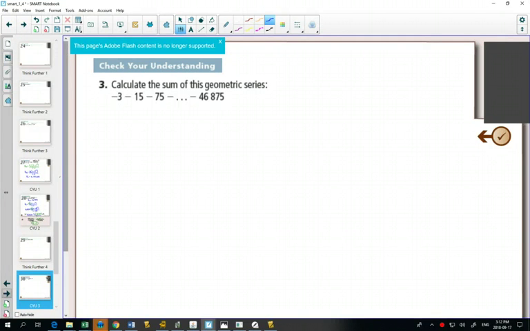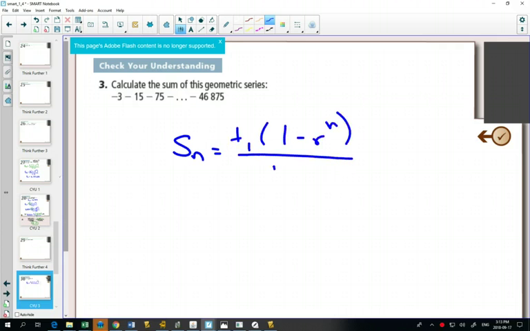So a couple things in this question. This is the next level of question. It says calculate the sum of a geometric series. We only have one formula for the sum of a geometric series, so I'll write it out. It's Sn = T1 (r^n - 1)/(r - 1). Same formula we've been using all the way up till now.